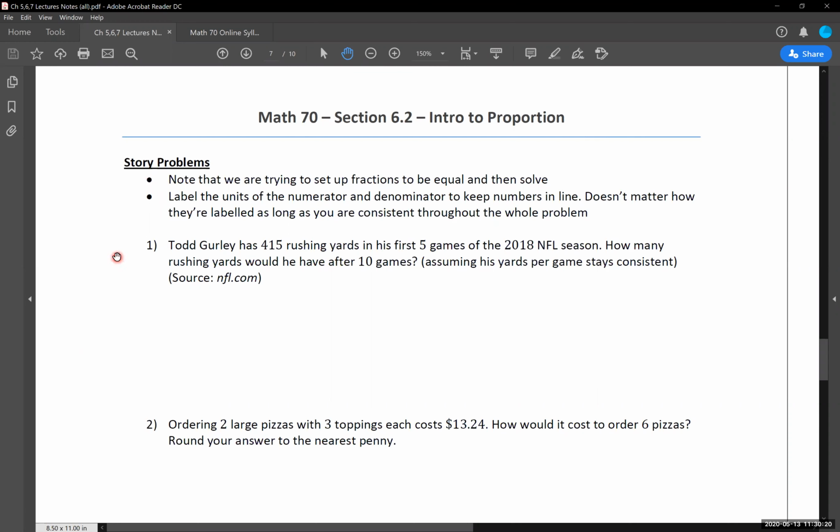So our first example: Todd Gurley has 415 rushing yards in his first 5 games of the 2018 NFL season. How many rushing yards would he have after 10 games, assuming his yards per game stays consistent? So this is the problem that we're going to work with. I'm going to jump us over to our whiteboard and show how we set this thing up. This is the problem that I'm referencing over there.